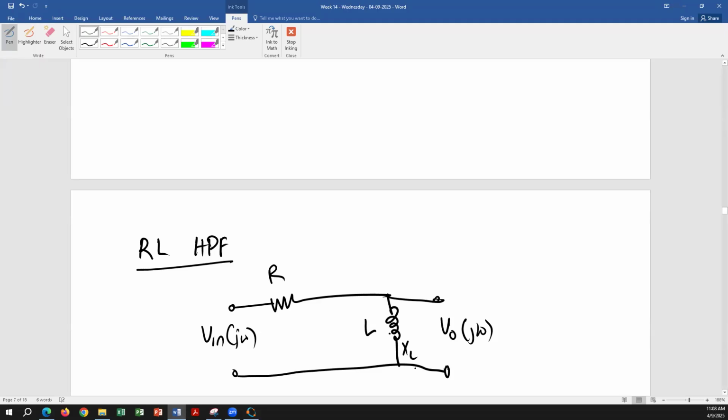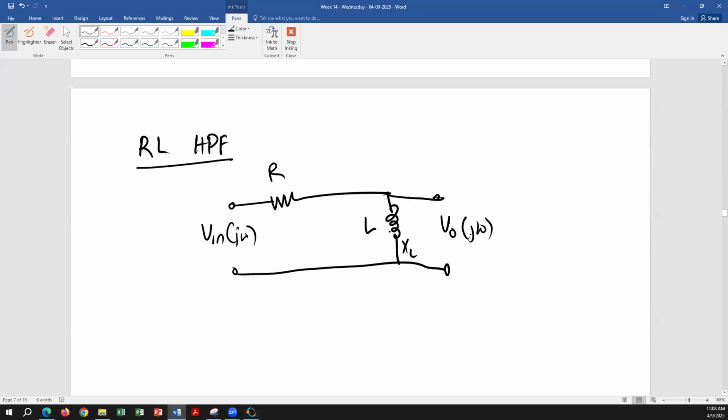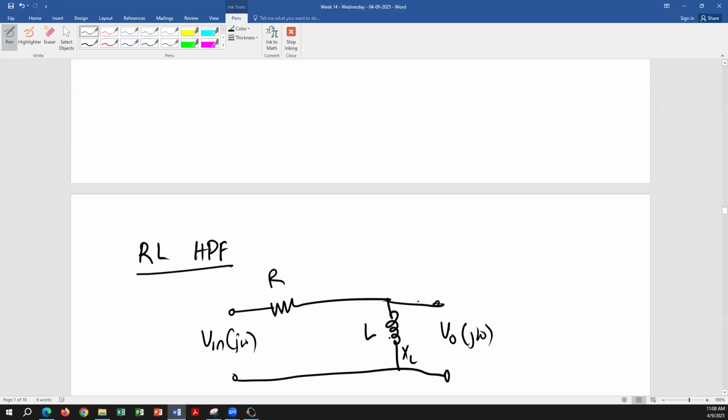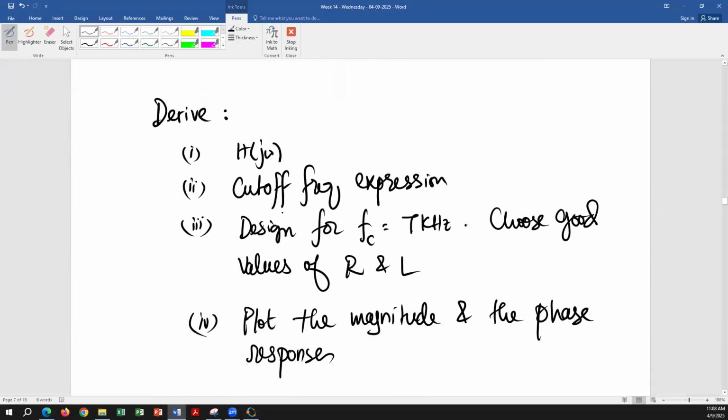So XL is going to be very small at low frequencies. That means it's going to be a short circuit, output will be 0, and XL is going to be very high at high frequencies, starting to act as an open circuit. So input and output are going to become equal at high frequencies. Now do the same thing for this as you're doing for this, these 4 questions.